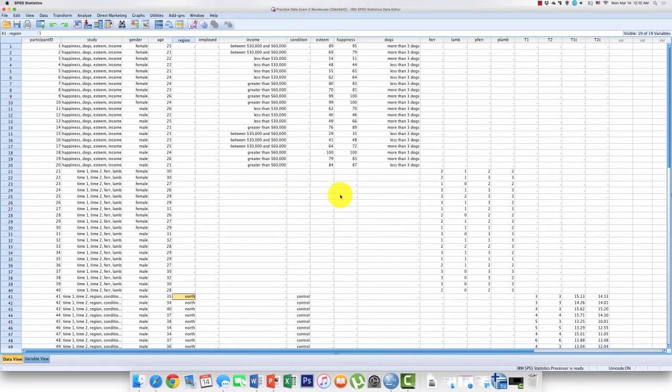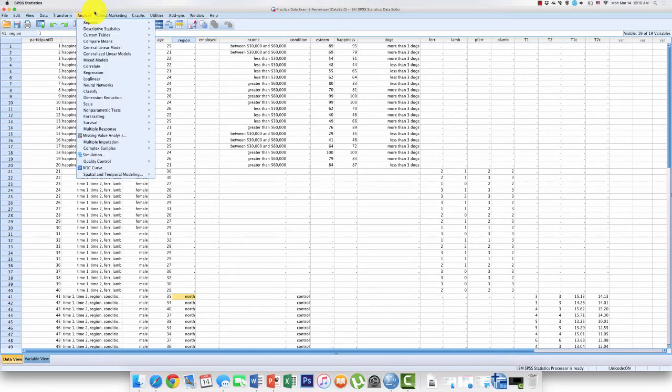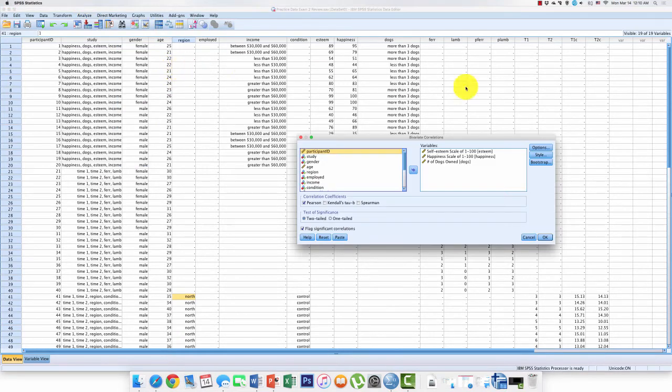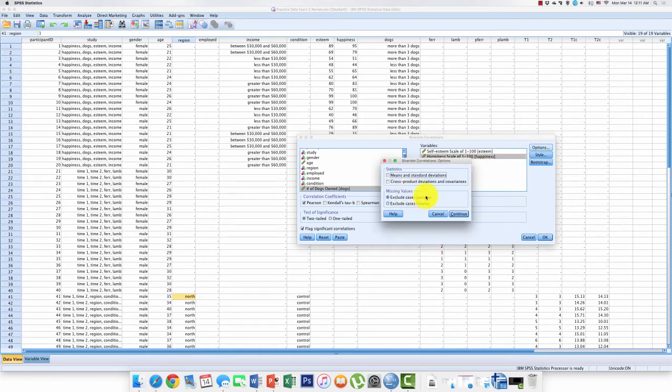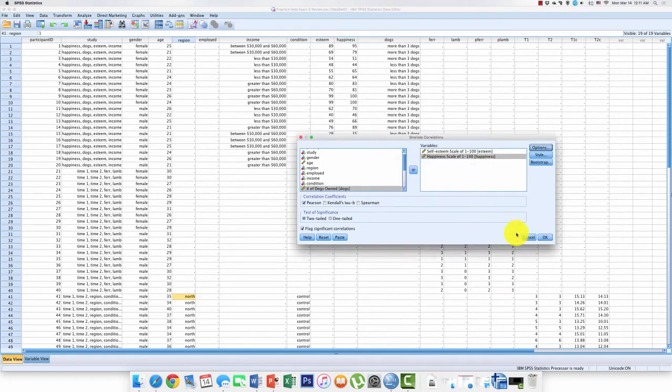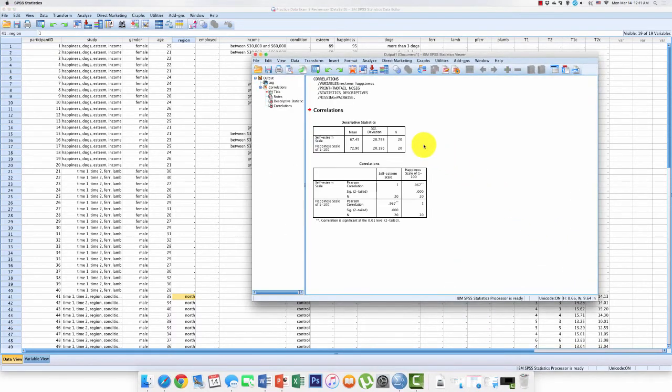Okay, so now that I explained those variables to you, I'm going to run some analyses, starting off with our correlation. So we're going to go to Analyze, Correlate, Bivariate. I'm going to look at the correlation between self-esteem and happiness. I'm going to go to Options, make sure means and standard deviations are selected. Hit OK. Okay, so this is our output.